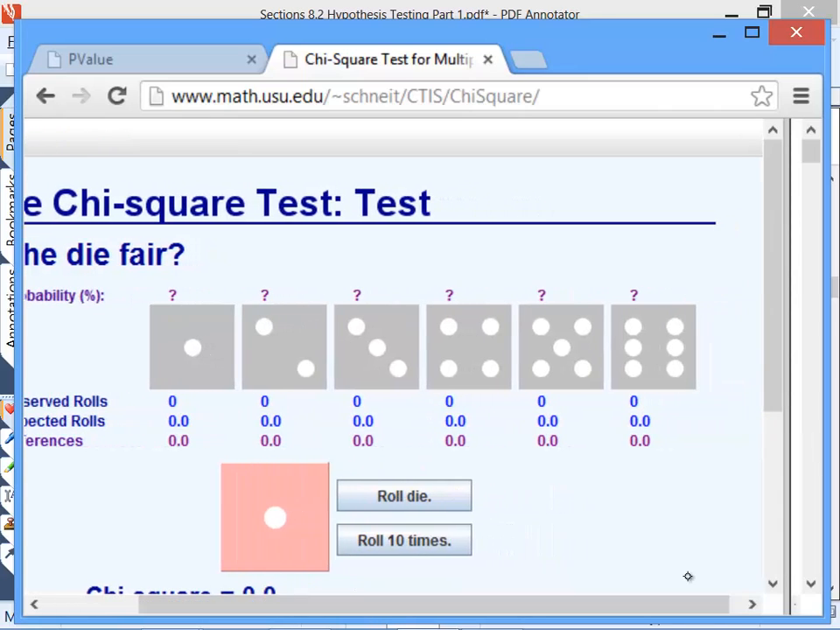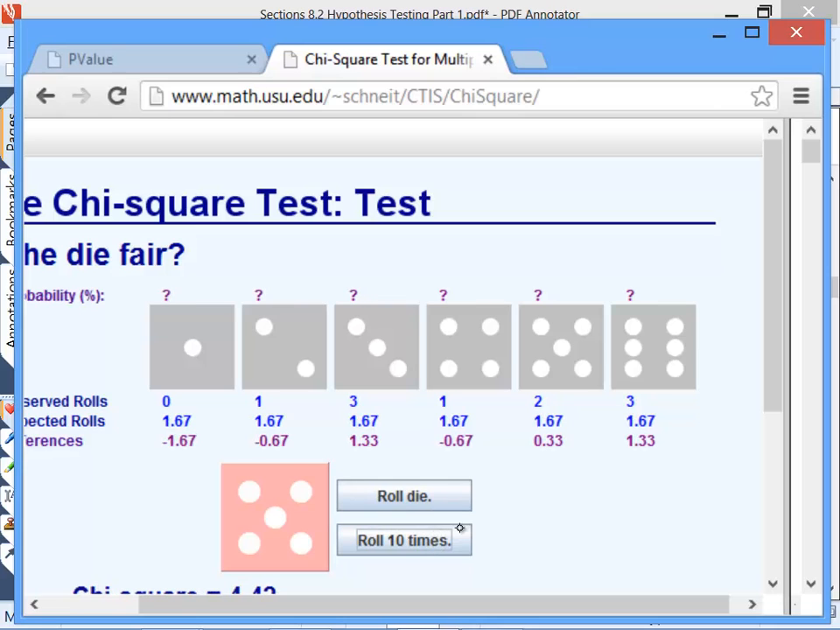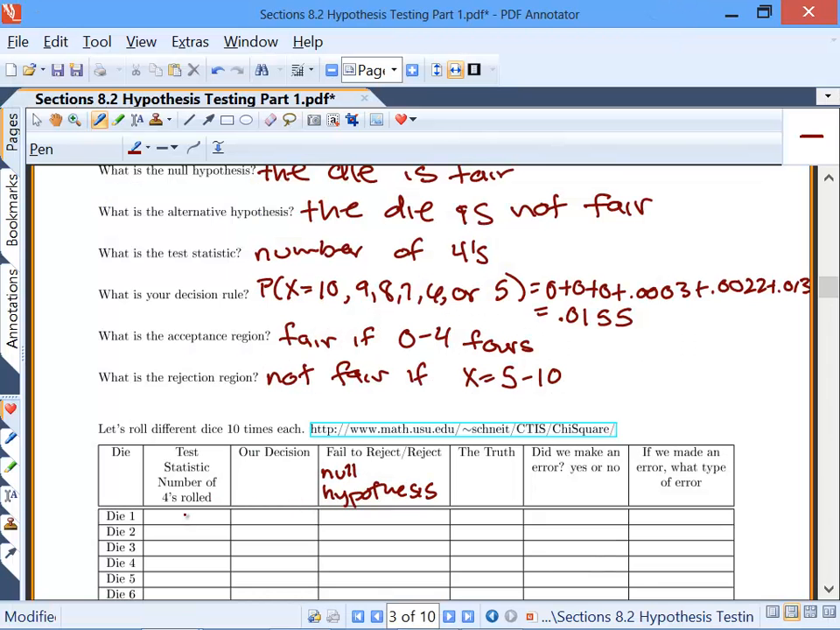Again, there's more than we need on here. But if we roll the dice 10 times, remember we're only counting the 4s, so how many 4s did we get? 1. So coming back, we rolled 1. According to our decision, are we going to accept or reject? Or do you believe that this is fair or not fair? We got 1, so we believe it is fair. Our null hypothesis was that it was fair, so we should fail to reject it.